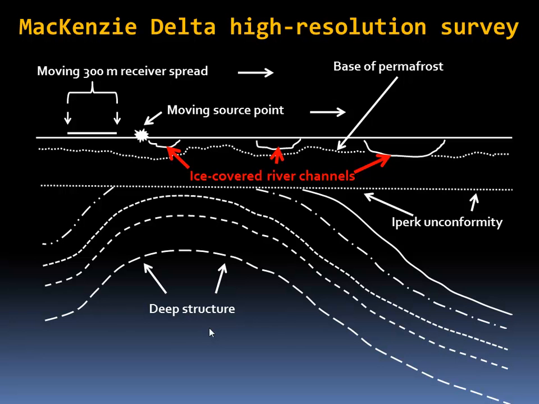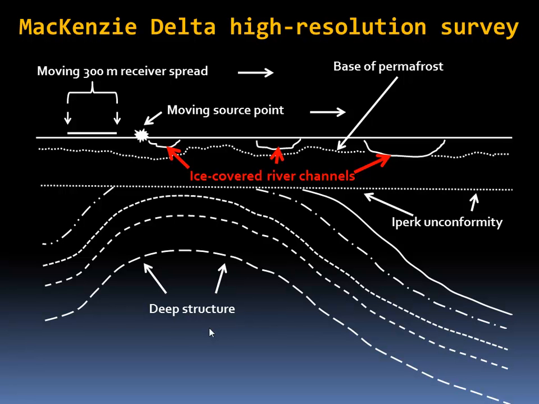For the Mackenzie Delta, this is the situation. There's a deep anticlinal structure that they were attempting to image, and the near surface consists of, there's an unconformity here, but furthermore there are these near surface sediments that are pretty flat lying. On the other hand, you've got the base of permafrost here that actually comes up to the surface in a place or two, and you have these ice-covered river channels. They actually have liquid water in them virtually year-round.